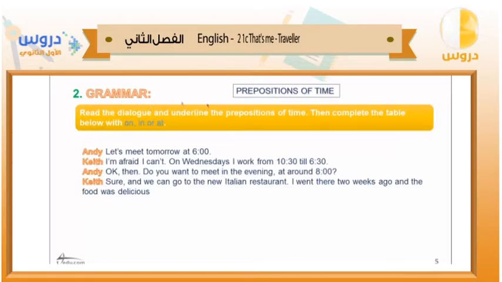Number 2, grammar. Prepositions of time. Read the dialogue and underline the prepositions of time. Then complete the table below with on, in, or at.